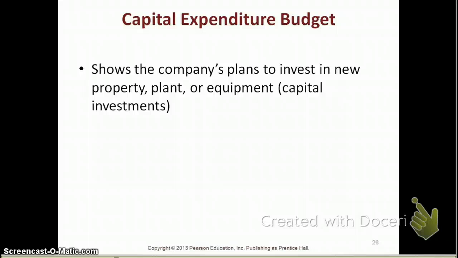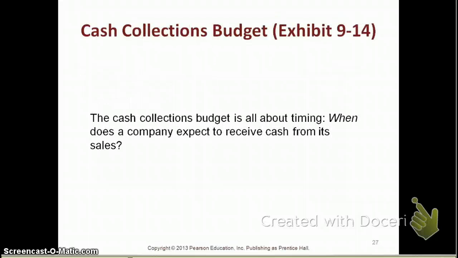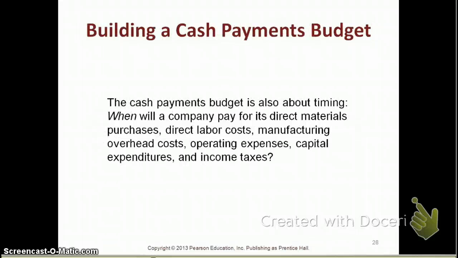A capital expenditures budget is simply a budget that shows the company's plans to invest in new property, plant, or equipment. We call these capital investments. A cash collections budget is basically when does a company expect to receive cash flows from its sales. A cash payments budget is the opposite. When will a company pay for its direct materials, direct labor costs, manufacturing overhead costs, and operating expenses? Also, don't forget to take into account capital expenditures and income taxes. All those will be in your cash payments budget.